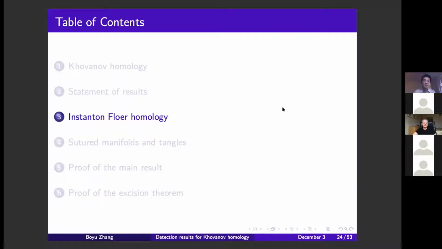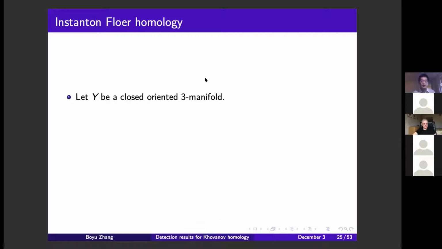All right, so now let me start to discuss the ingredients of the proof. The first ingredient of the proof is the tool from gauge theory, that is the instanton Floer homology. The instanton Floer homology was based on ideas of Donaldson and Floer, and the version that we're going to use here is mostly developed by Kronheimer and Mrowka.